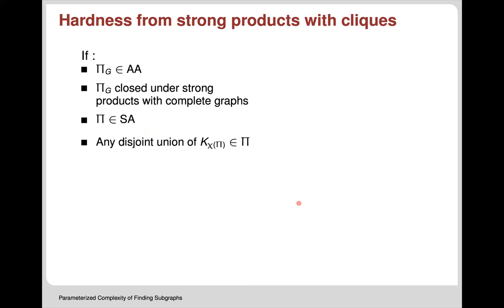So now, if you remember, the only case that is remaining is when your graph class pi G belongs to AA, and here we see both kinds of results. There are graph classes for which the problem is polynomial time, and there's also FPT, and then there are problems which are W[1]-hard. So we cannot get results similar to what we got in the previous cases. So here we give some conditional results.